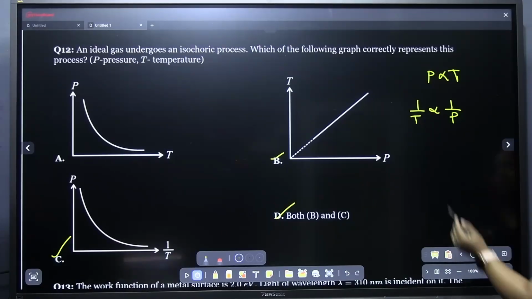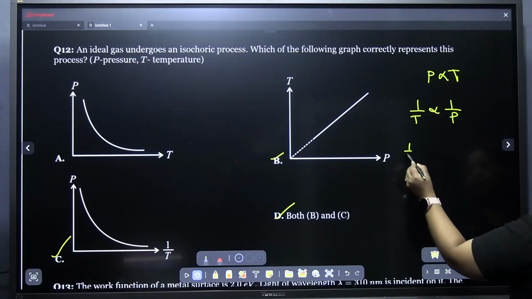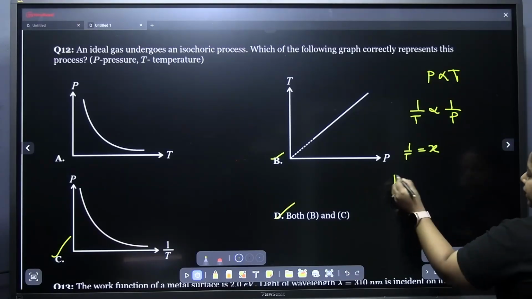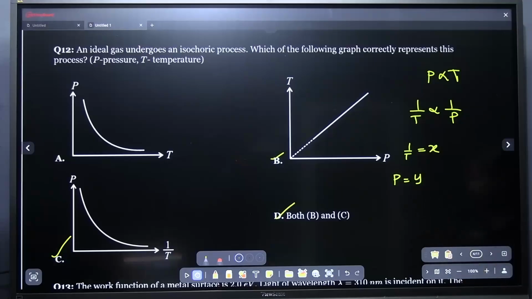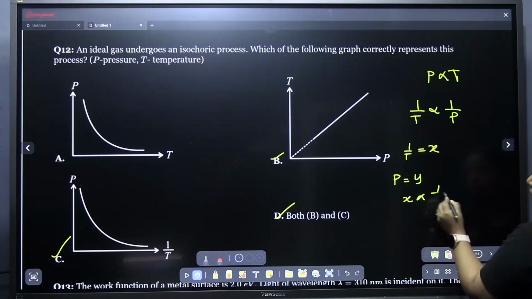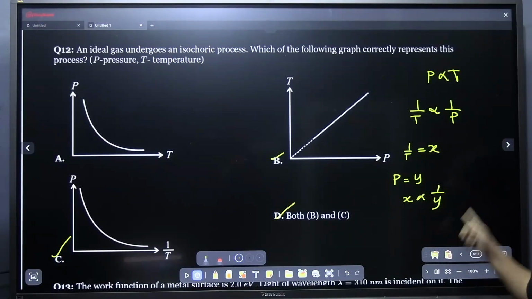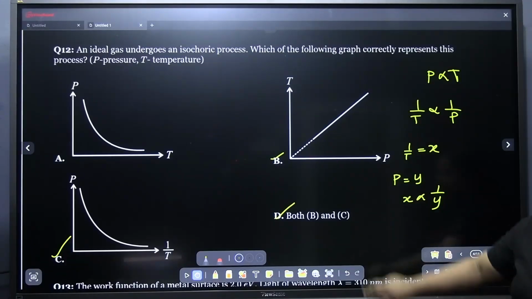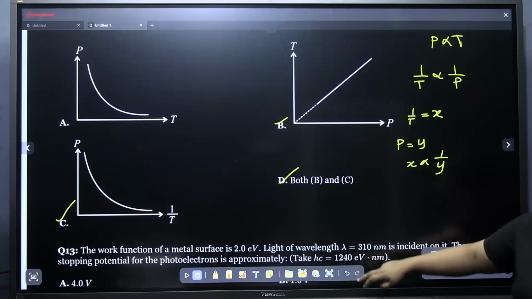If you have confusion, put 1 by T equal to X and P is equal to Y. We know that X is proportional to 1 by Y, so the graph will be a reciprocal, that is a 1 by X graph. I hope you can identify with that.